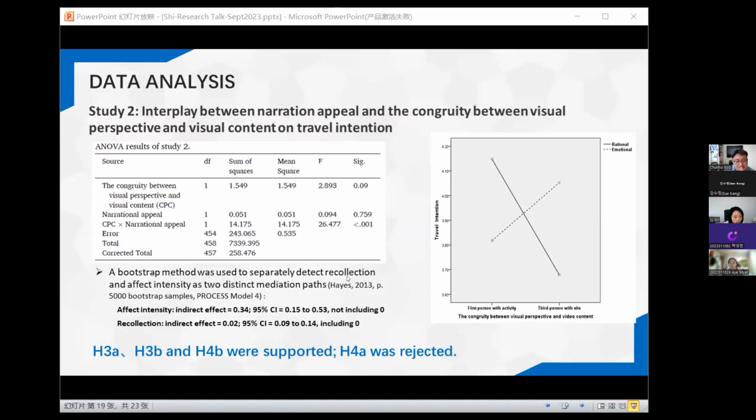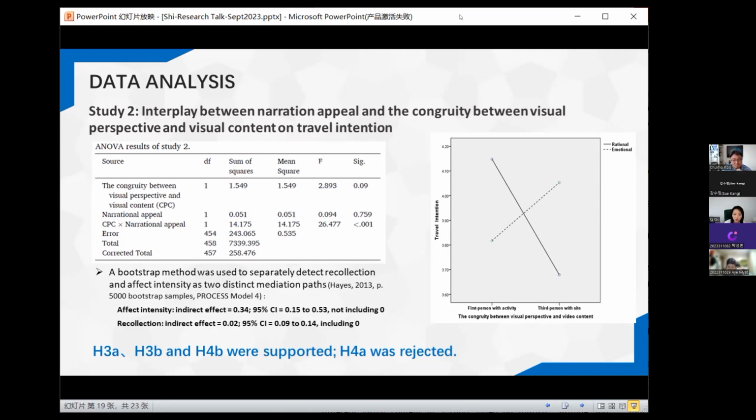And for the mediation analysis, the mediating effect of affect intensity is supported, while the mediating effect of recollection is not supported. So here, very interestingly, one explanation may be that, as the student just mentioned, when people are watching short videos, they are more in the hedonic mindset, and they want to enjoy themselves. So although you provide them with more information corresponding to the low-level control, they will not have a higher level of recollection after the video.